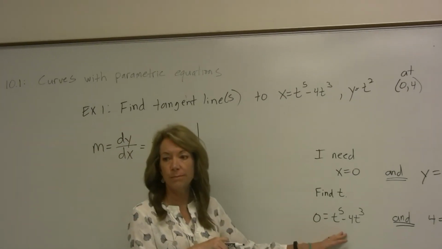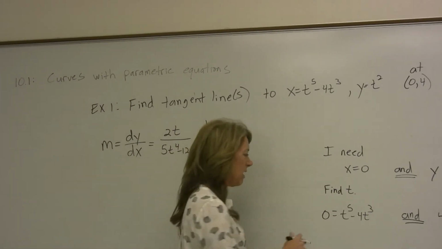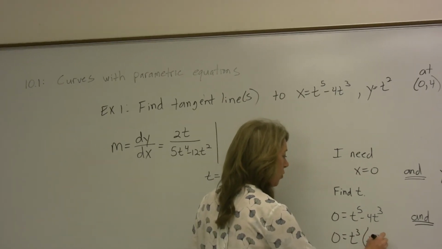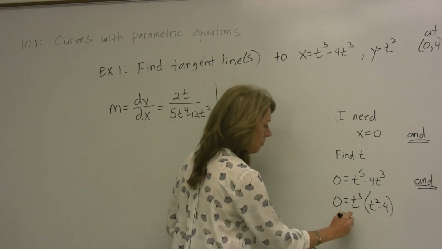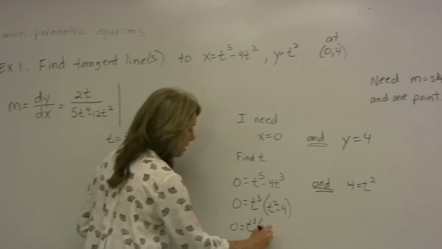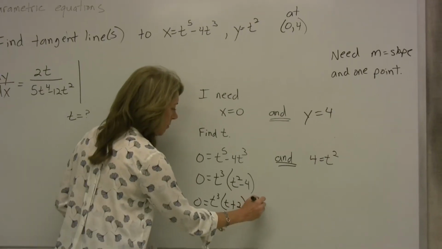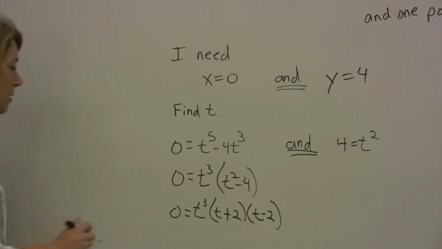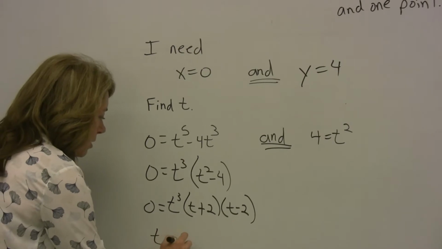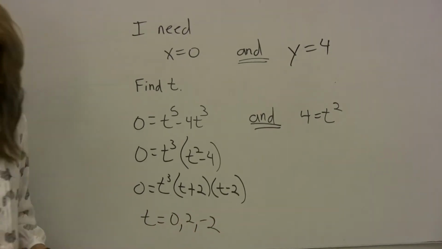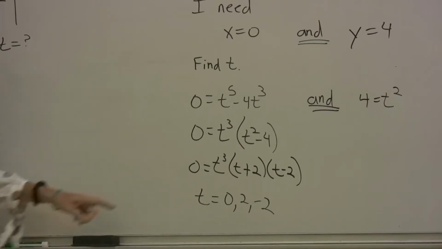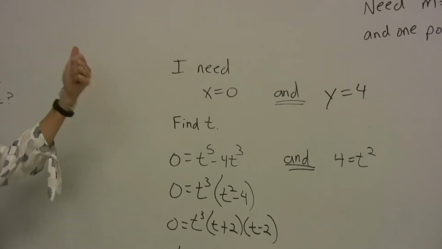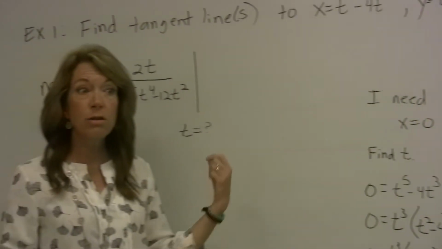So how do I solve this one? You're going to take out a t cubed. Yeah, factor out the t cubed. I get t cubed, and I'm left with t squared minus 4. So that's t plus 2 and t minus 2. So my values for t here are 0, 2, and -2. That tells me that 3 different times my x value will be 0. It goes through x equals 0 at 0, at 2, and at -2.